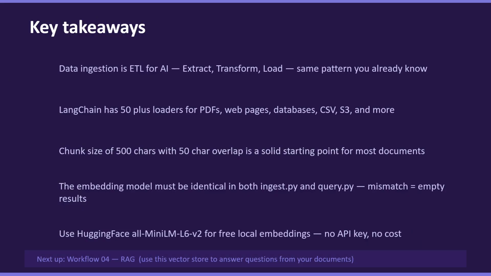The takeaways: data ingestion is ETL, extract, transform, load, the same pipeline pattern you already know as a backend developer. LangChain has over 50 document loaders. You almost never need to write a custom one. A chunk size of 500 characters with 50 characters of overlap is a reliable starting point for most document types. The embedding model must be identical in both ingest.py and query.py. This is the single most common source of broken results. Use HuggingFace all-MiniLM-L6-v2 for completely free local embeddings. No API key, no cost, works offline after the first download.